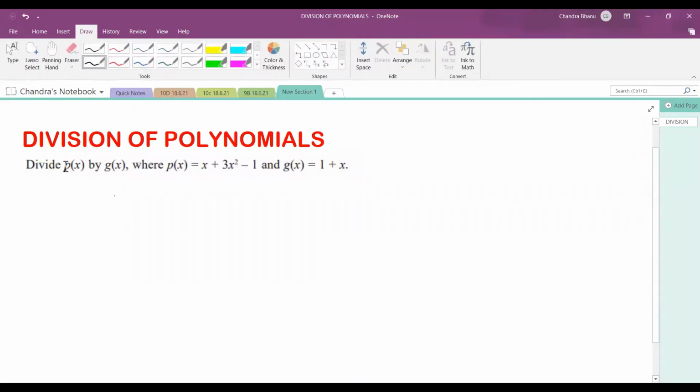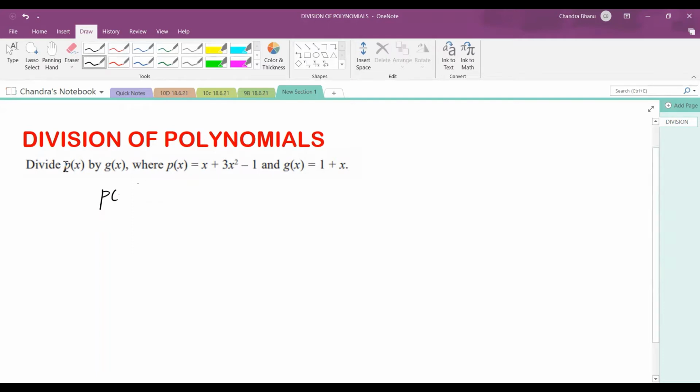Let's learn today division of polynomials. Here I have a question. Here I have to divide this polynomial p(x) by the polynomial g(x). Before starting the division, we should remember that the polynomials should be in descending order of their powers.